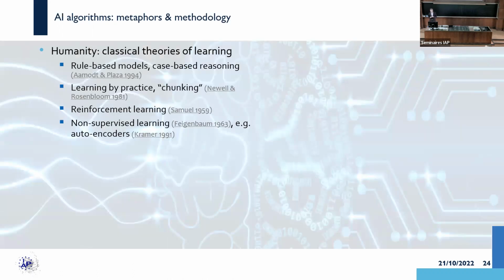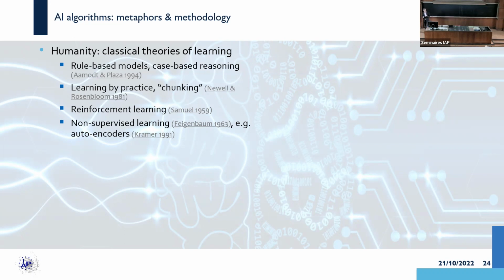Right, so now modern AI. Well, some metaphors first to try and classify these AI algorithms. You can always build some analogies with other fields of science. So first thing is analogies with classical theories of learning.